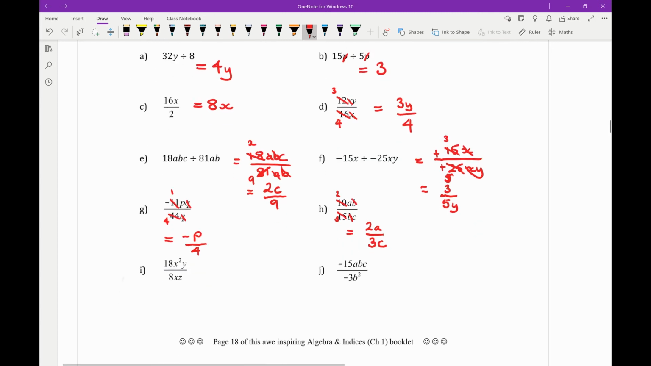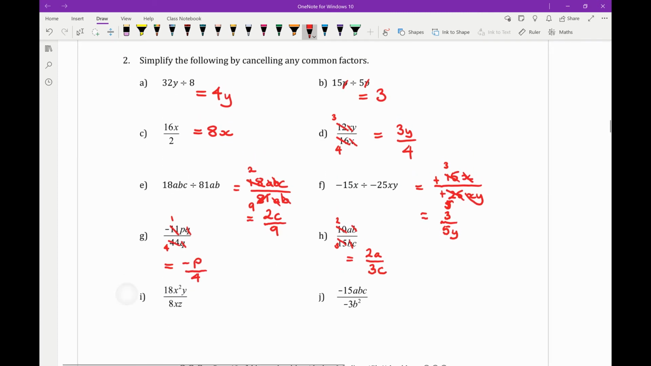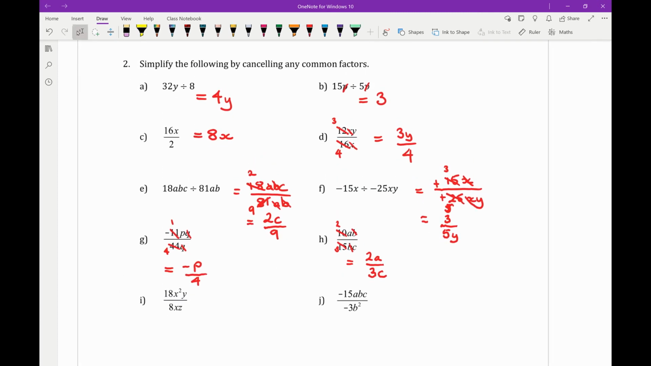For I, 18 over 8 we can divide by 2, which gives us a 9 and a 4. We can cancel this one x on the bottom. Remember, x squared means there's 2 of them, so if I cross off the 1, that means there's still 1 left. So I have 9xy on the top and a 4z on the bottom.